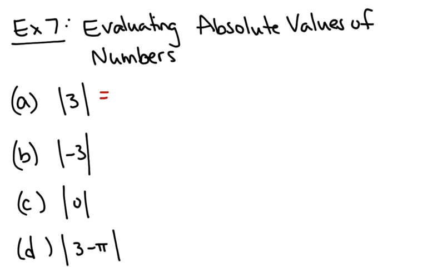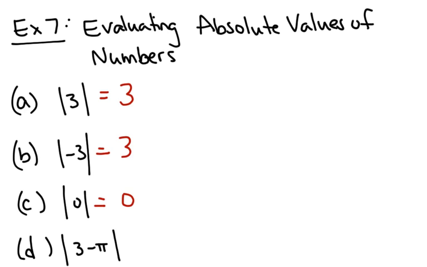Absolute values are easy because the number that comes out of an absolute value bar is always positive. So the absolute value of 3 is 3 because 3 is 3 units away from 0. The absolute value of negative 3 is also 3 because negative 3 is 3 units to the left of 0. The absolute value of 0 is just 0.